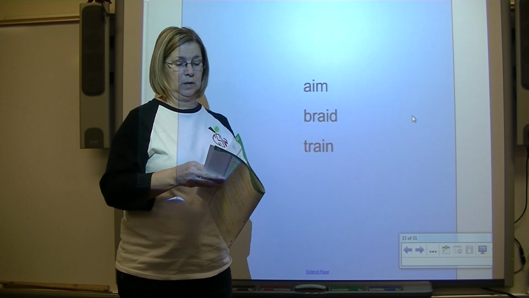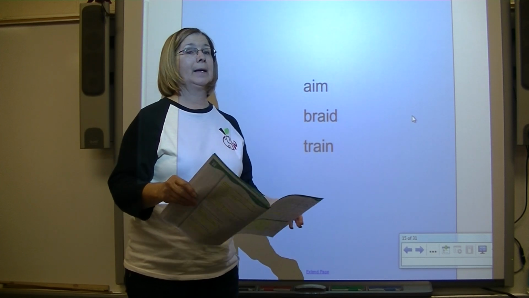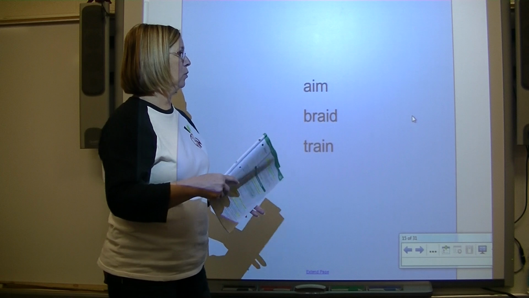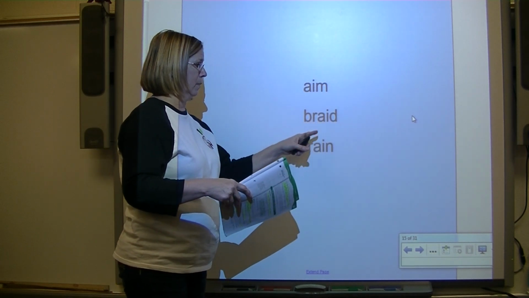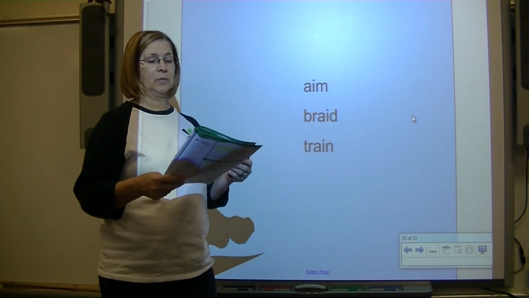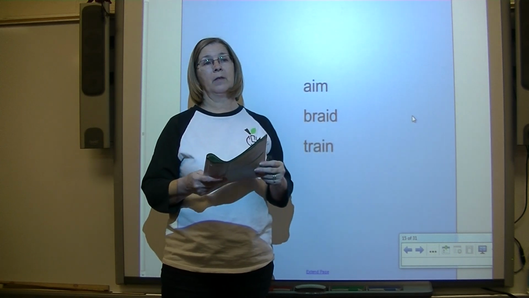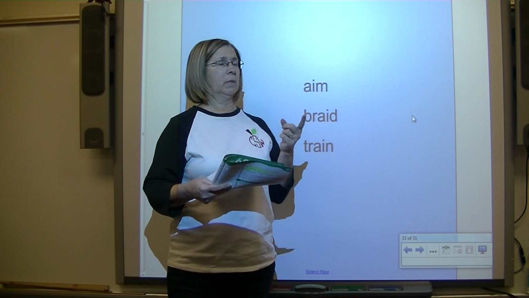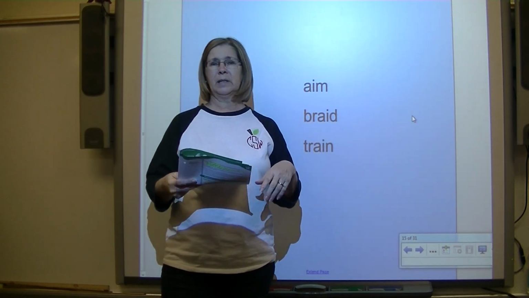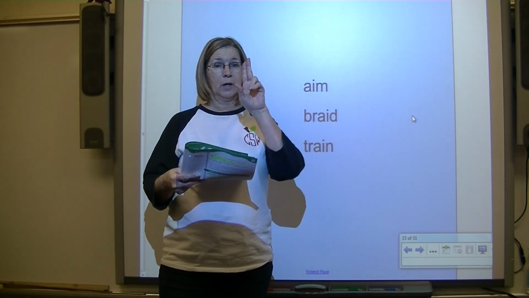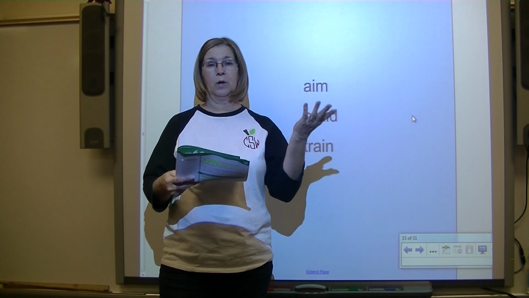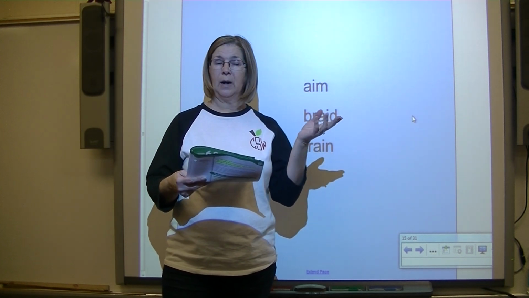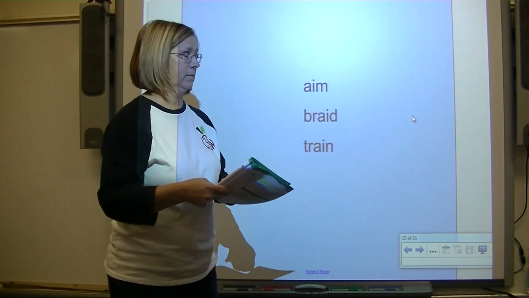It's actually more than one letter. It's A-I. All these words have A-I in them. So we can see that A-I must be the letters used to spell the A sound. Now, A is one sound, but I said it's A-I. So what is that going to be? Two letters that come together to make one sound. What do we call that? It's called a digraph.